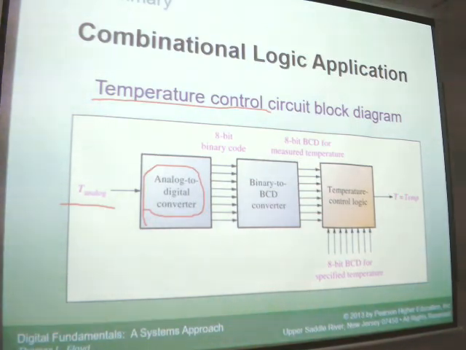Then we use a binary to BCD converter to convert the 8-bit binary code to BCD code, and then the BCD for the specified temperature can be used to control the temperature.